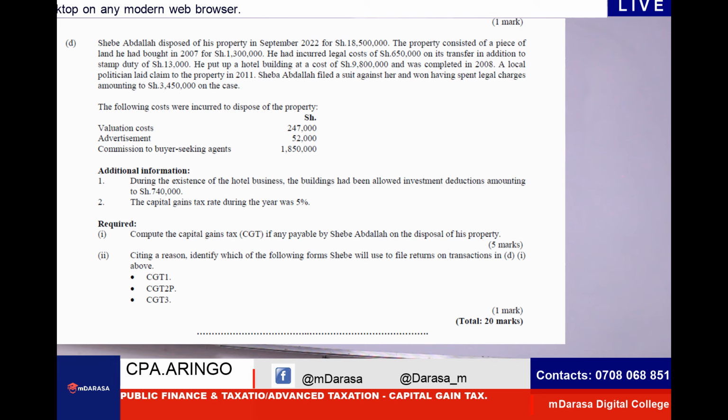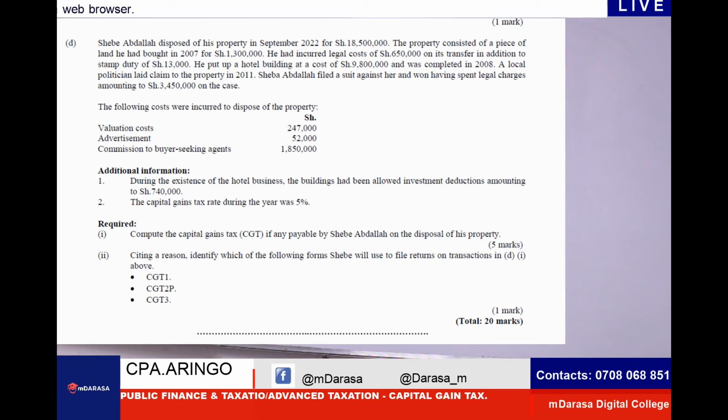This was during that year, which in this case, this question was tested in 2023. And remember in 2023, we were using the rates of 2022. So right now we are talking about the current rates, which is 15%.